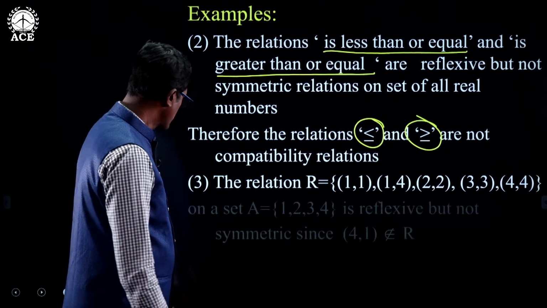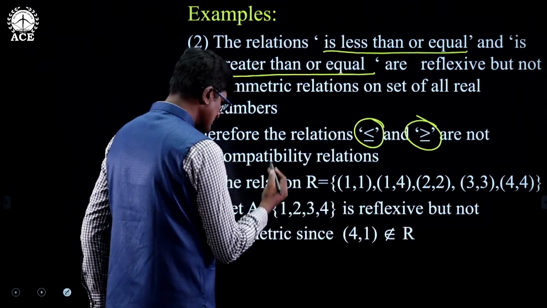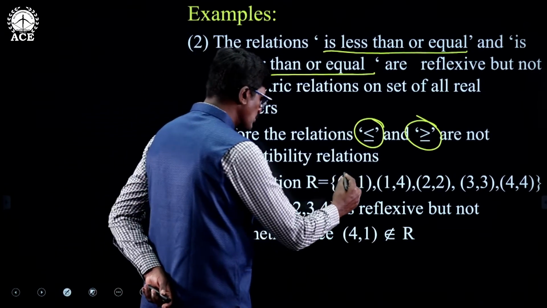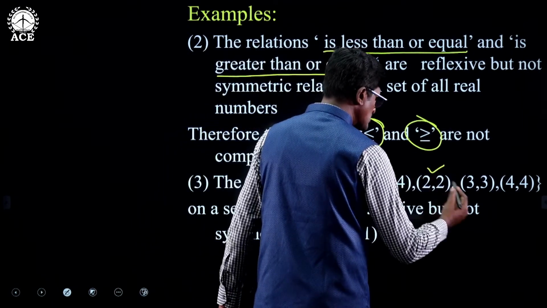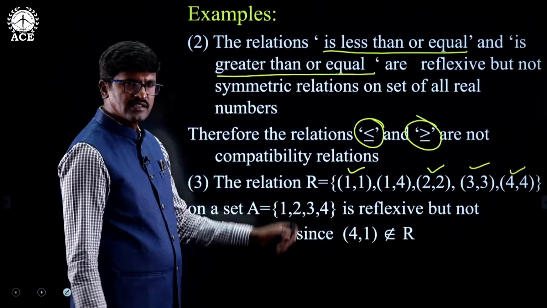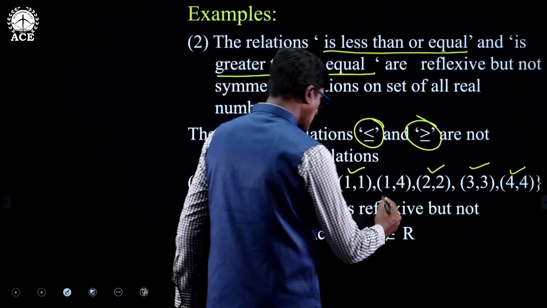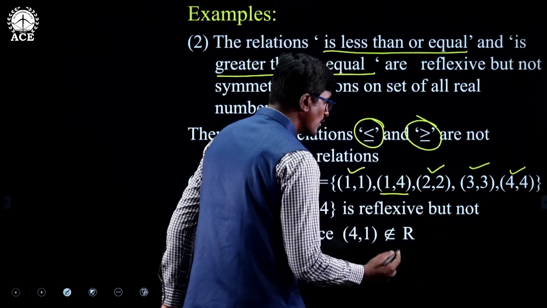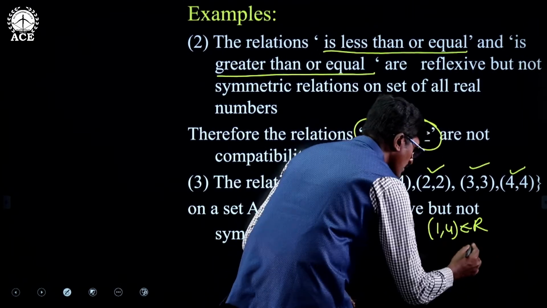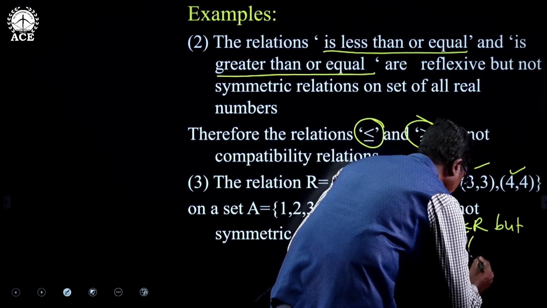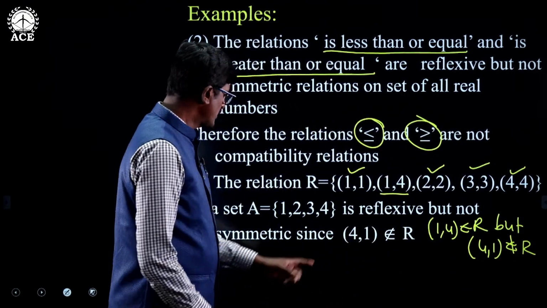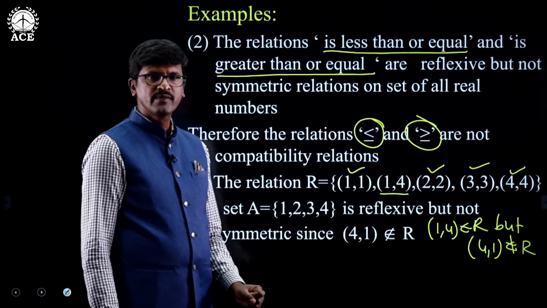The next example is this. R is the relation defined on the set A equal to {1, 2, 3, 4}. If you look at this, there is (1,1), there is (2,2), there is (3,3), there is (4,4). Therefore, the relation is satisfying the reflexive property. (1,4) is there, but (4,1) does not belong to R. Here, (1,4) belongs to R, but (4,1) does not belong to R. Therefore, this relation is not satisfying the symmetric property.